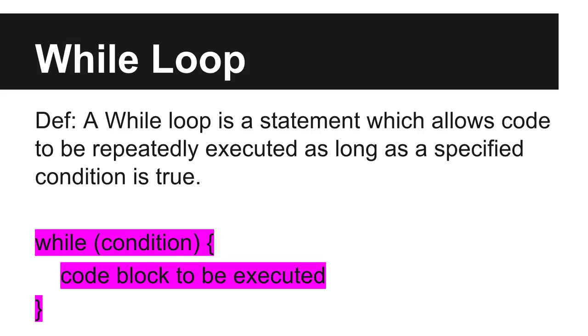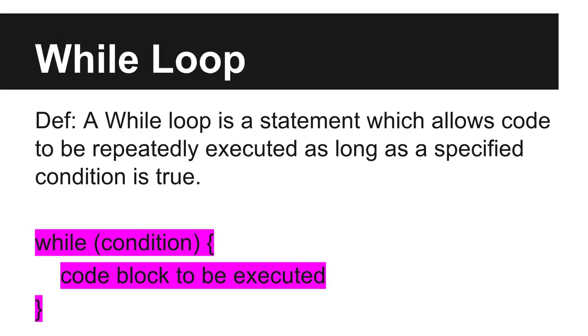A while loop is a statement which allows the code to be repeatedly executed, because it's a loop, but this time it does it as long as the specified condition is true. The difference between this and the for loop is that in the for loop we have a counter, and that allows us to have more control over the number of iterations. The while loop iterates as long as the condition is true.